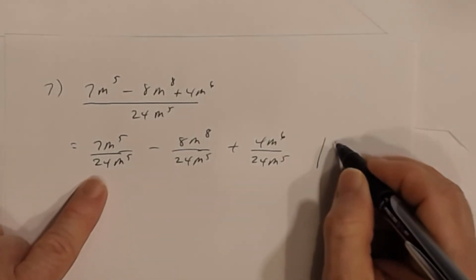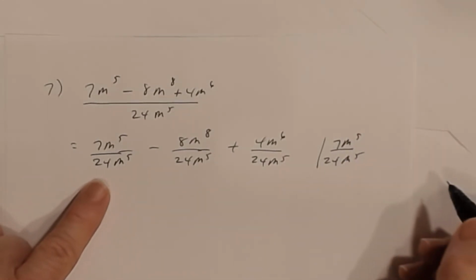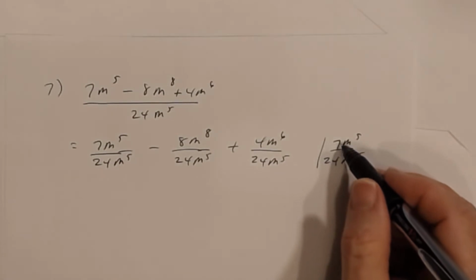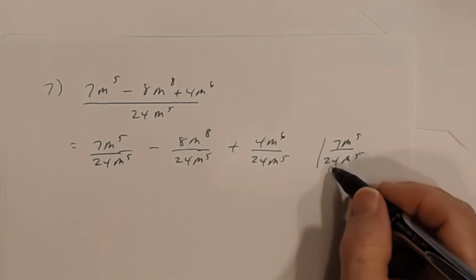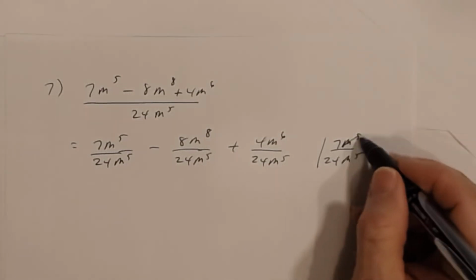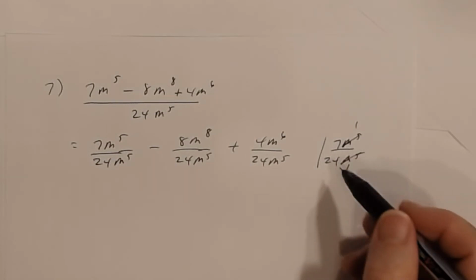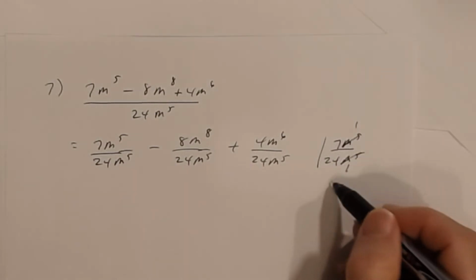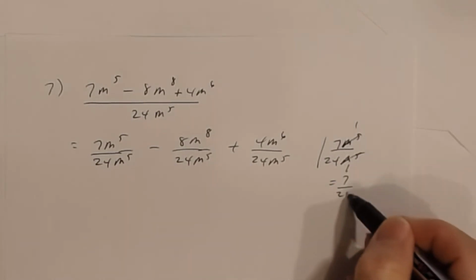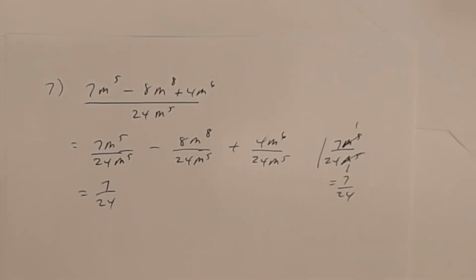So we have 7m to the 5th divided by 24m to the 5th, right? I cannot reduce 7 to 24, but I can reduce the m to the 5ths because I have 5 factors in the numerator and also 5 in the denominator. So those divide out. So all you have here is 7 times 1 is 7, 24 times 1 is 24. So this is just 7 divided by 24, right?